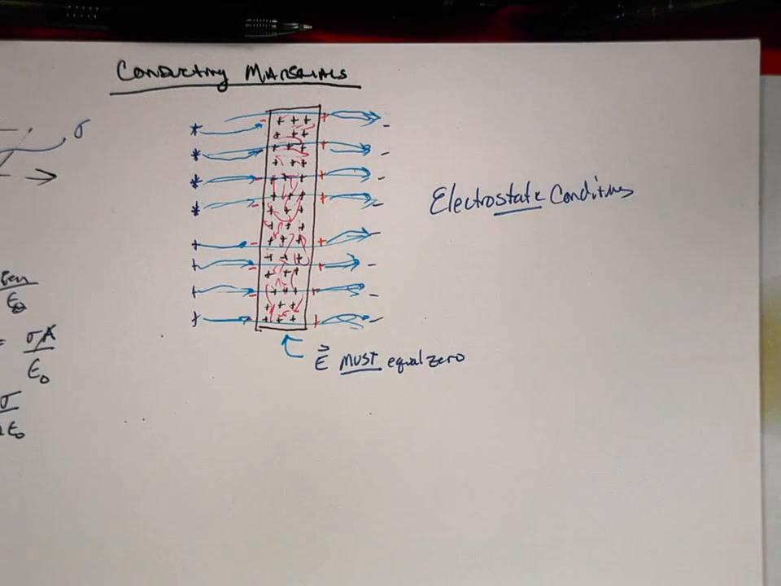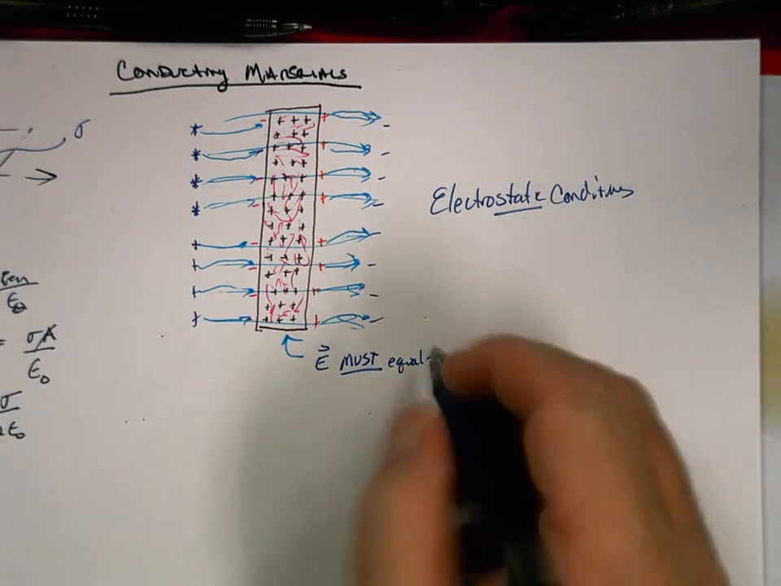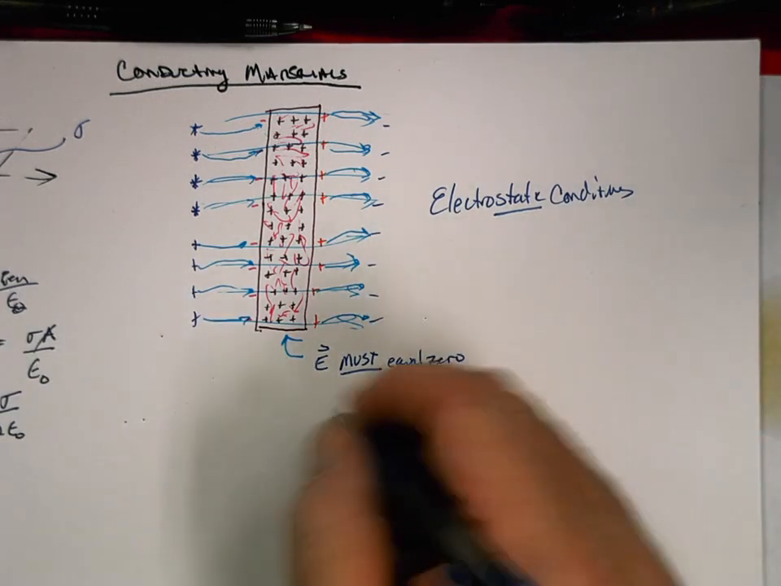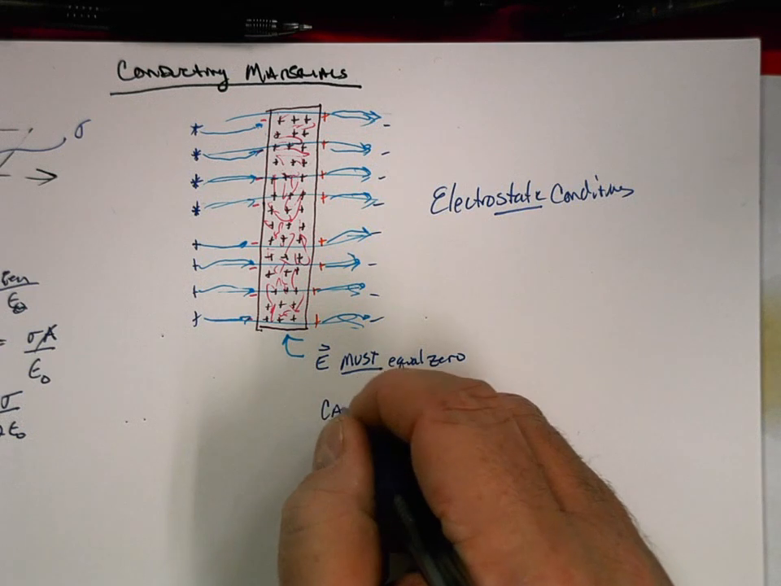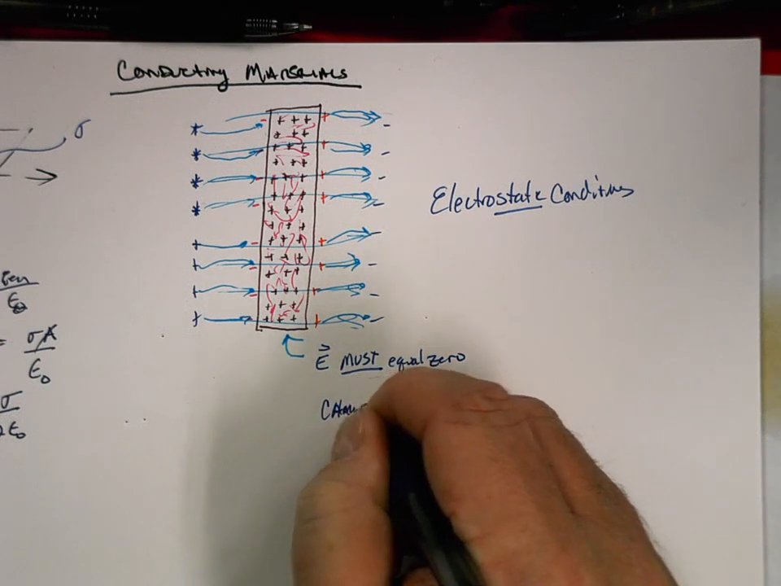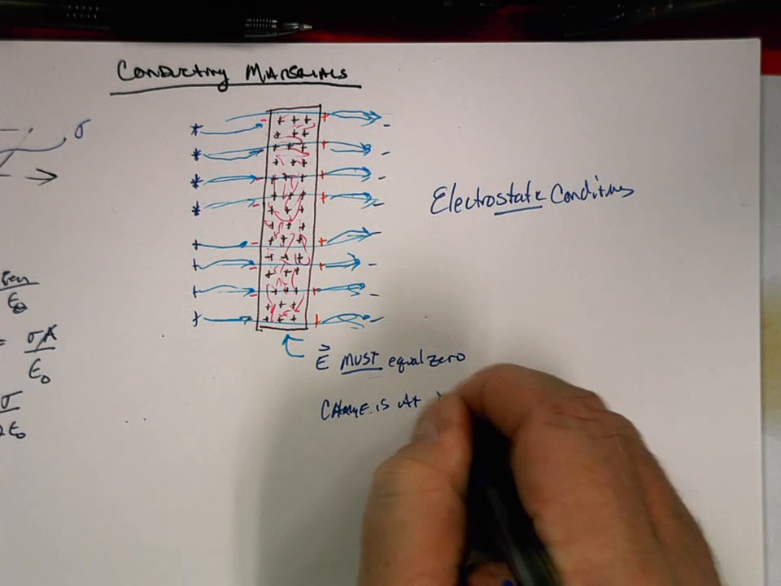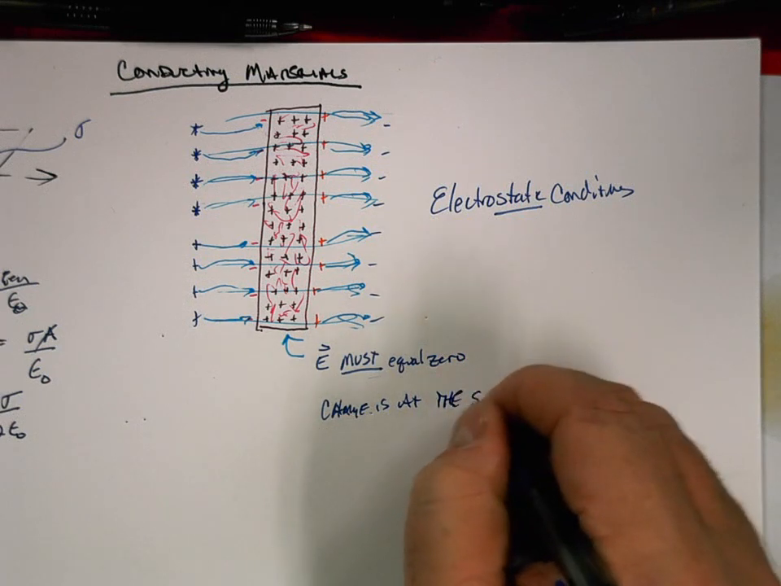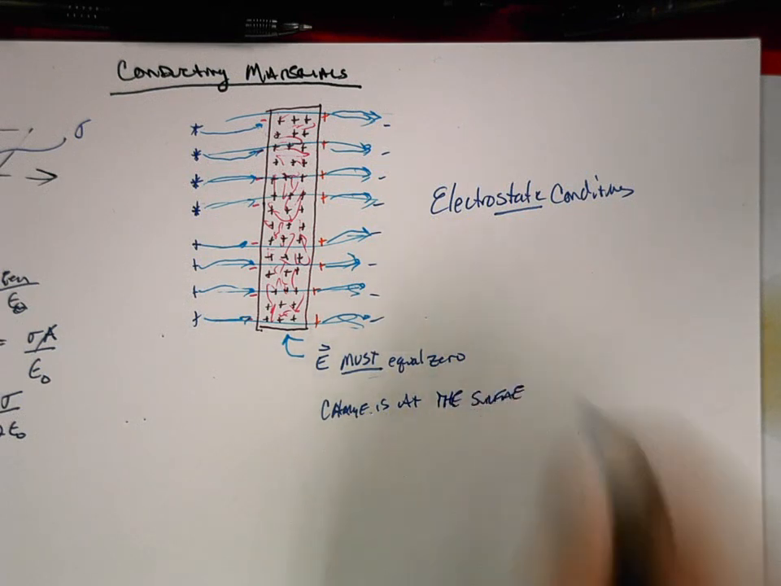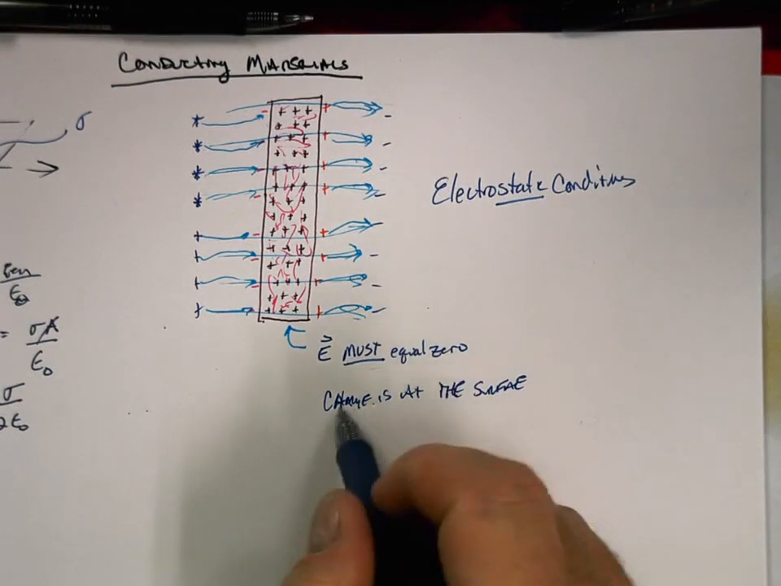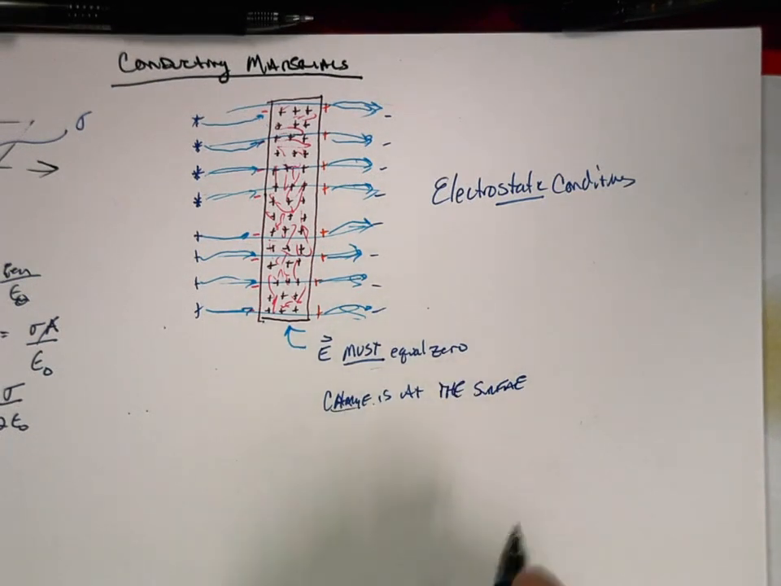Okay. So think about this. If E must equal 0, that also means that all charge is at the surface. That says charge, even though it's written horribly ugly. All right. So think about a sphere.